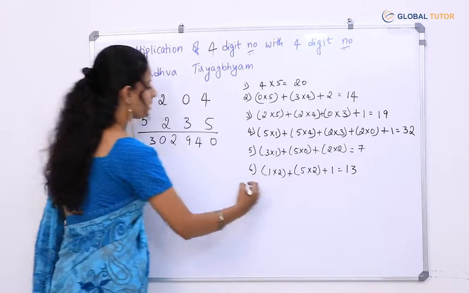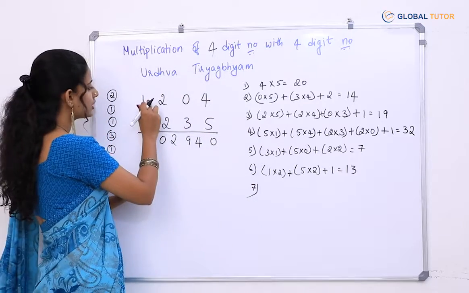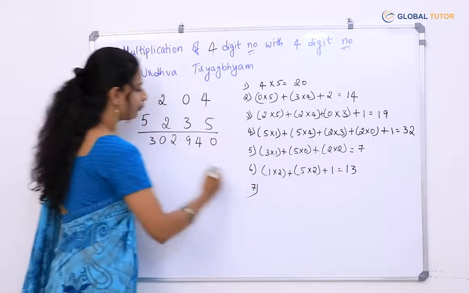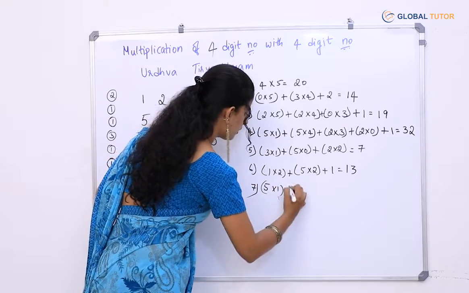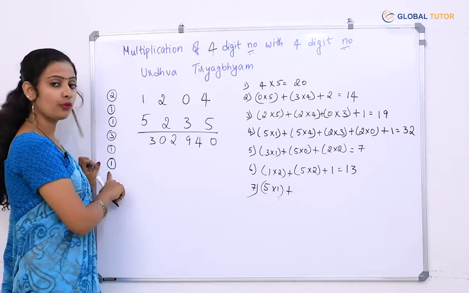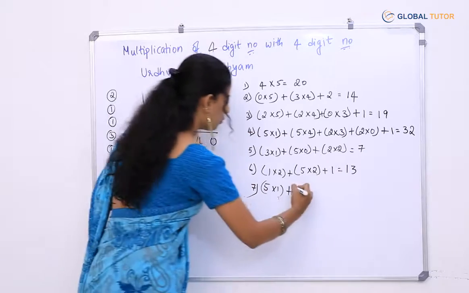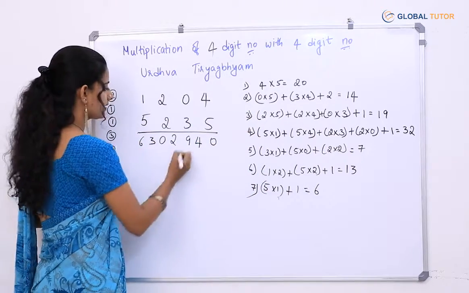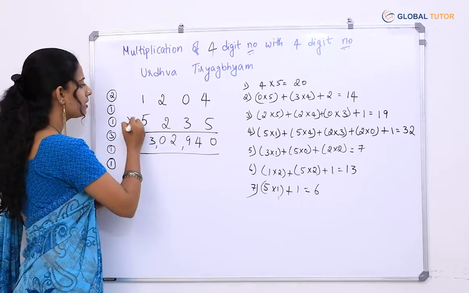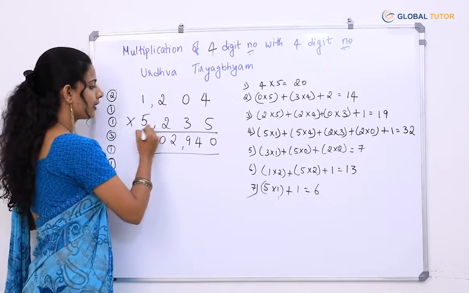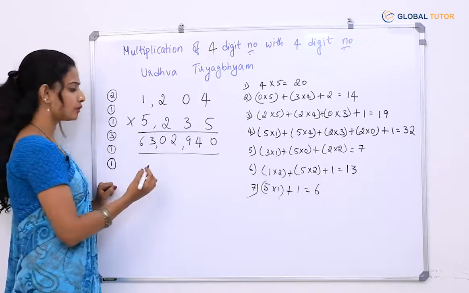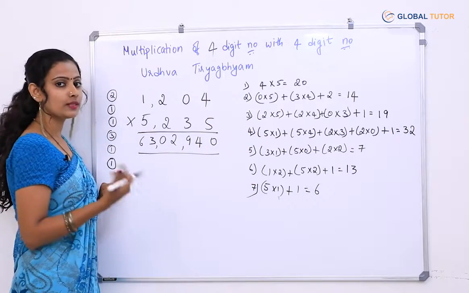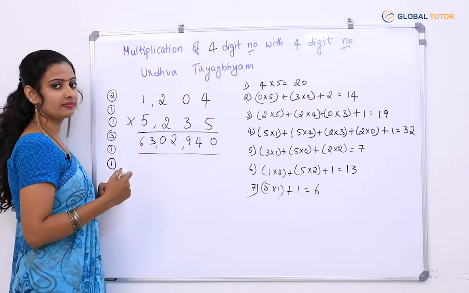In the last step, you just multiply 5 into 1. You leave all these 3 digits. So 5 into 1 plus the number what you carried forward from the previous step, which is 1. So it is 5 plus 1, which is 6. You write 6 here. So when you multiply 1204 with 5235, the answer what you get is 63,02,940. So simple it is, isn't it?